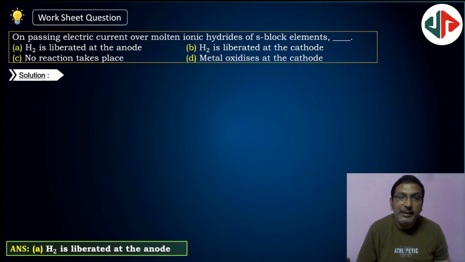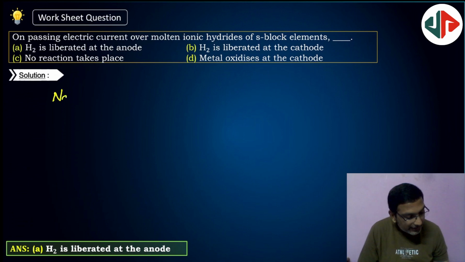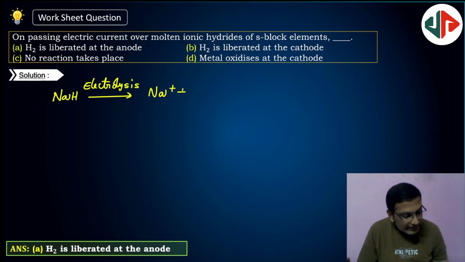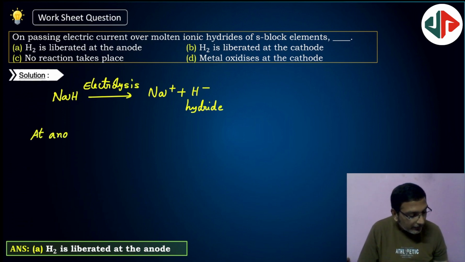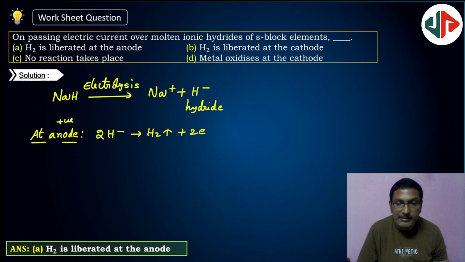Next. On passing electric current over molten ionic hydrides of s block elements, what will be the reaction? Ionic hydrides, I am taking NaH as an example. Electrolysis. First it gives Na plus and H minus hydride. Reaction at anode. Anode is positive electrode that will attract negative ions. So 2H minus will be converted to H2 gas with release of 2 electrons.